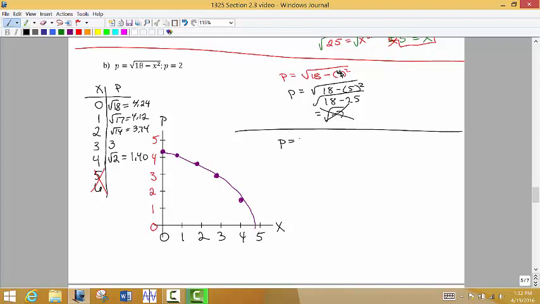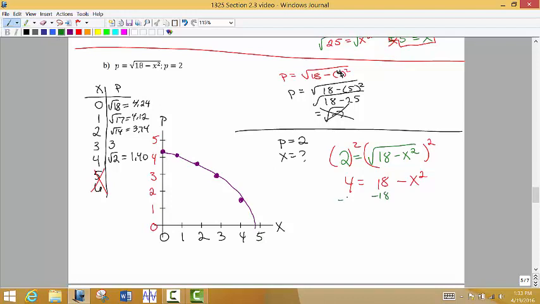And we are asked to find out what is the x value if the unit price is 2. So this time, a p value of 2 is not actually on our graph. It's not in our table, so how do we solve for that x value? This time we're going to take that p value of 2 and plug it in place of p in our original function. And we're going to solve for what x has to be in order to make that true. So I'm going to square both sides to get rid of that square root. We get 4 is equal to 18 minus x squared.